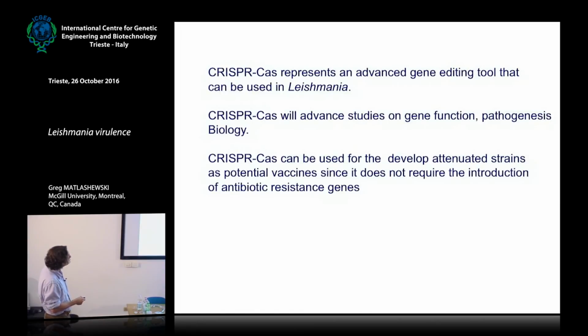And also, this is a new way of developing attenuated strains where we can knock out virulence genes, including, for example, the centrin, including, for example, A2, and do it in a way that would be feasible in terms of regulatory approval without having to put antibiotic-resistant genes here.